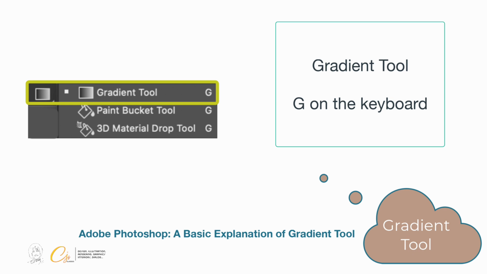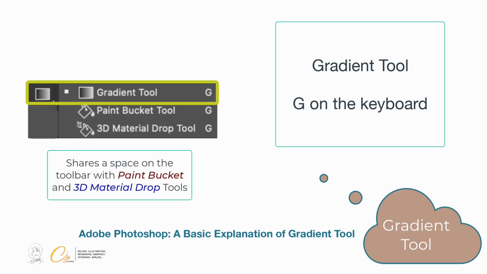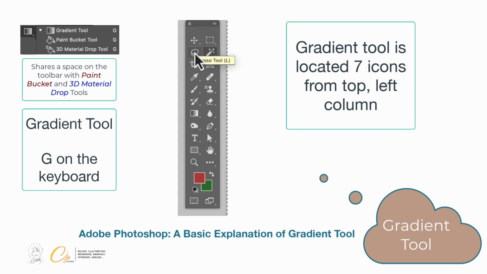This is the gradient tool icon. It is also G on the keyboard. The gradient tool shares a spot with two additional tools and is located 7 icons from the top on the left-hand column.